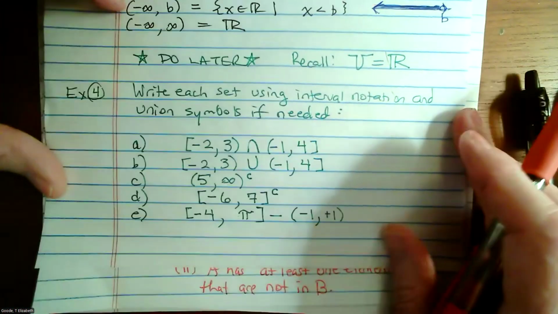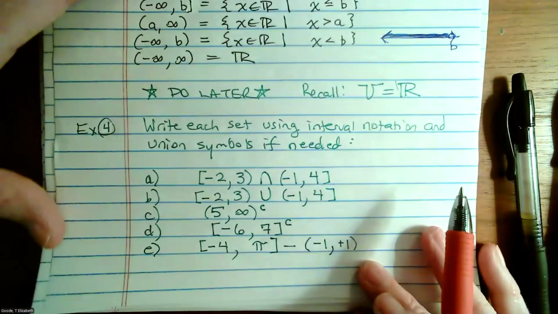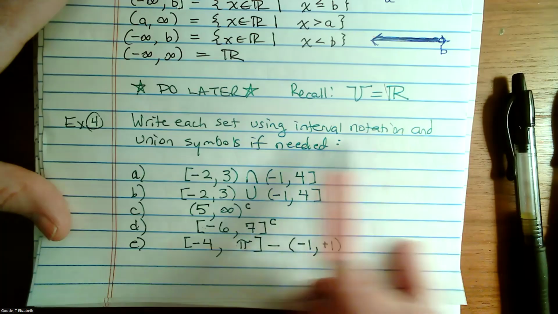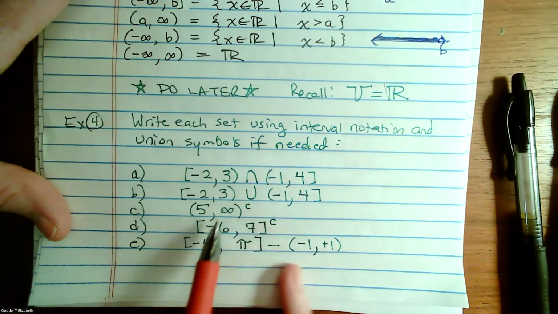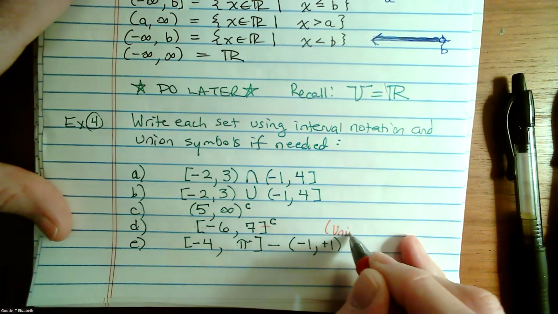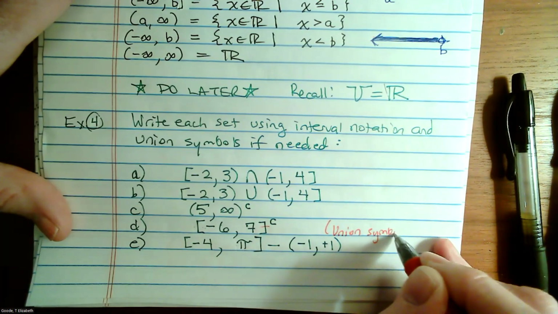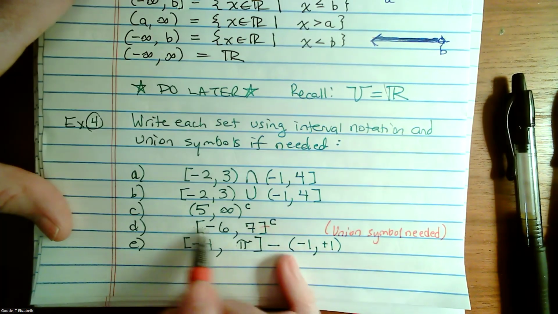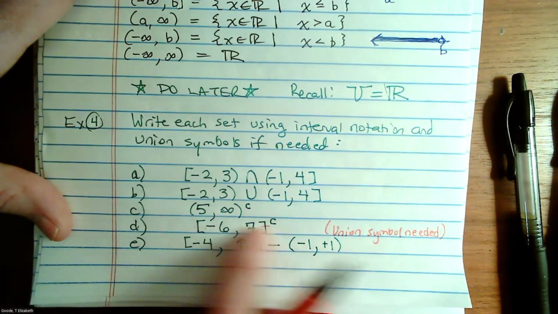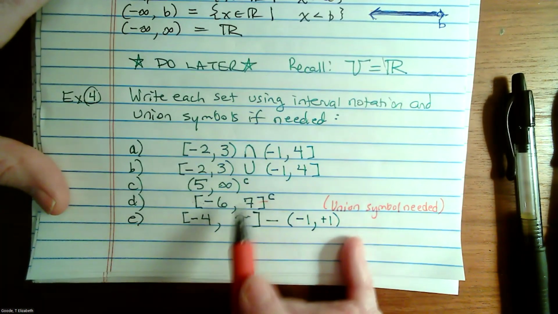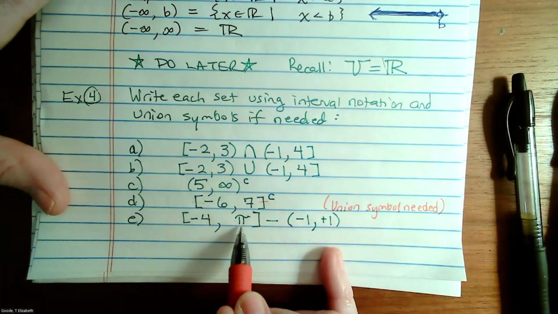So here's a nice important thing to do later, before the next class: write each of these sets using interval notation and union symbols if needed. For example, you're going to need union symbols for D. You'll use two intervals connected by a union symbol if you want to get the complement of this set that's in the middle of the number line. And here's a set difference. And notice, these are all integers, but I wanted to show you that we're talking about real numbers, folks. These are not just integers.